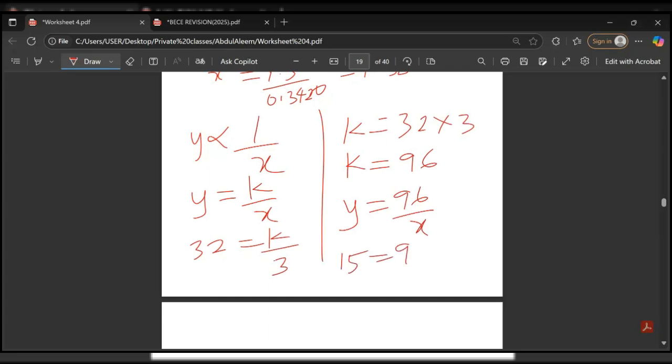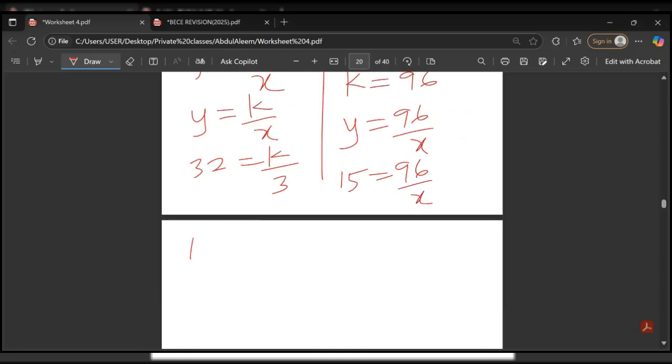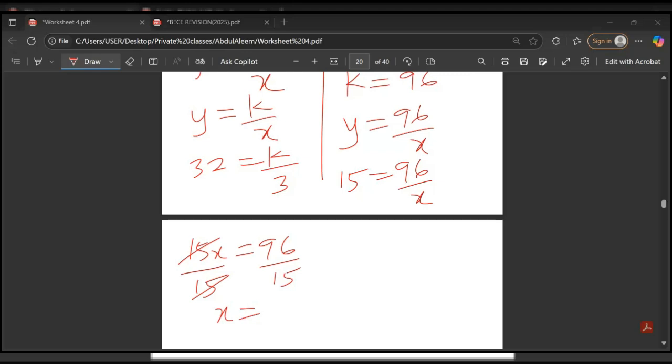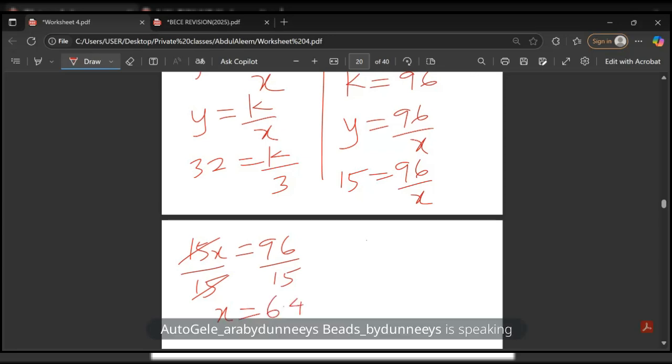15 equals 96 over x. So we now have 15x equals 96. Divide both sides by 15. So 15 cancels 15. Let's just divide it straight. 96 divided by 15 gives 6.4. So Otto Gele, I've answered your question. All right. Yes, thank you.